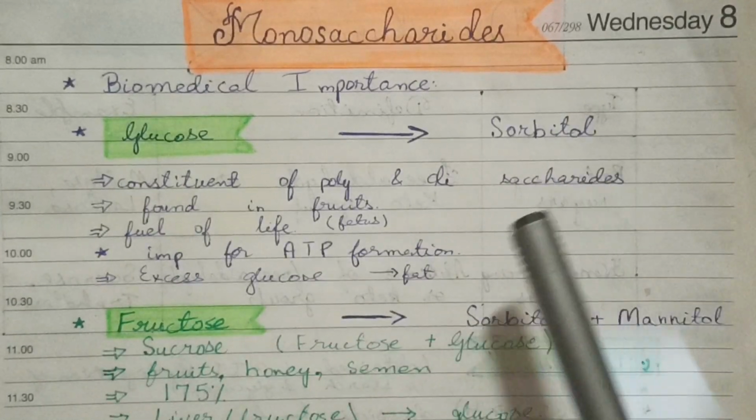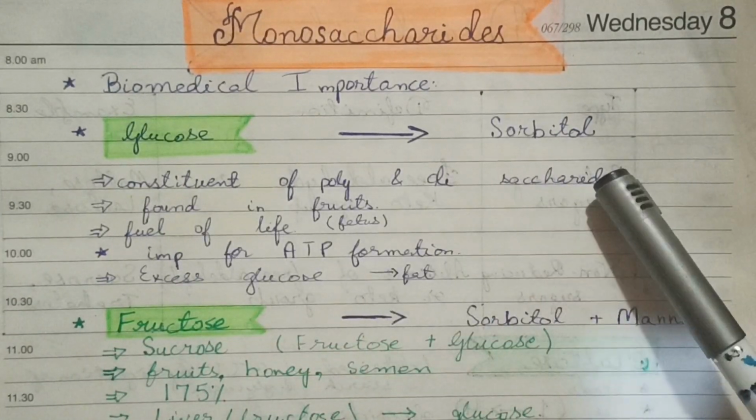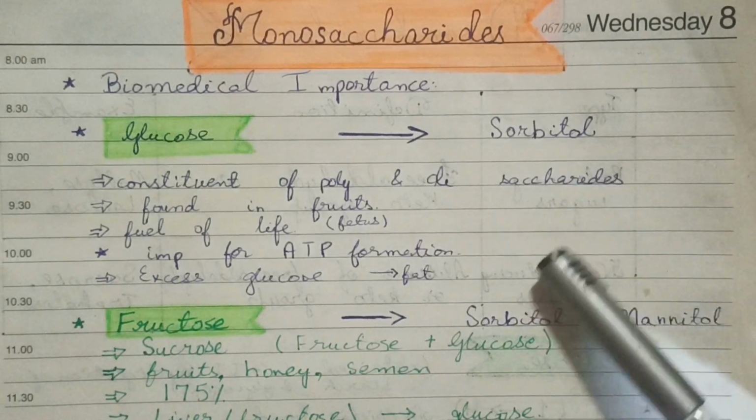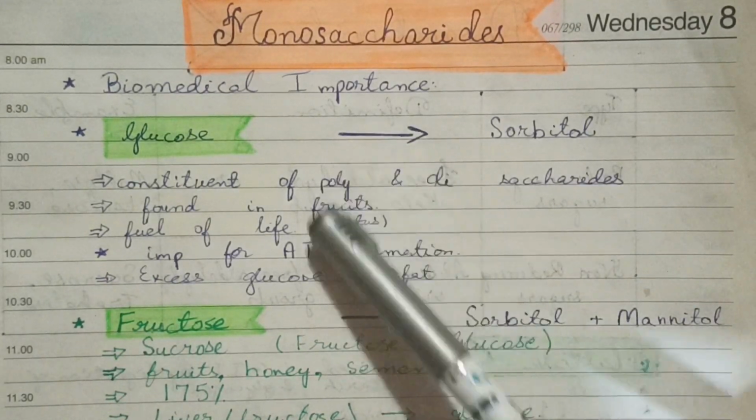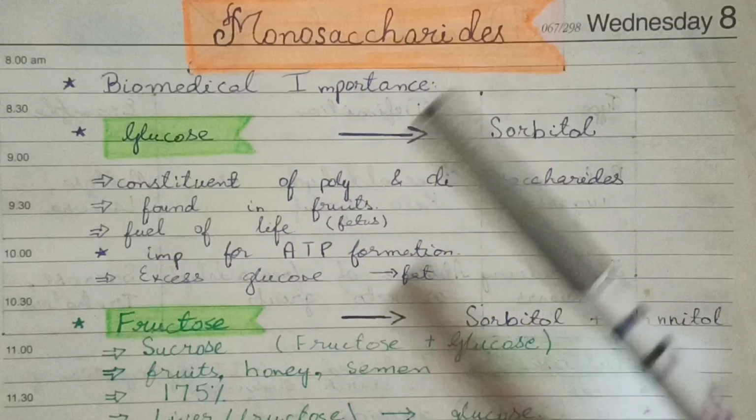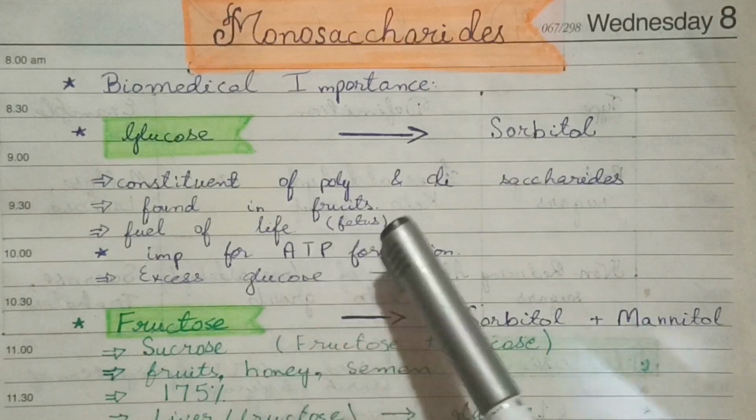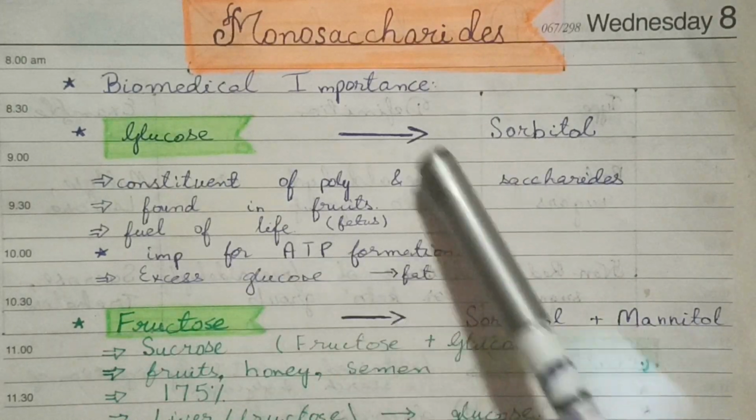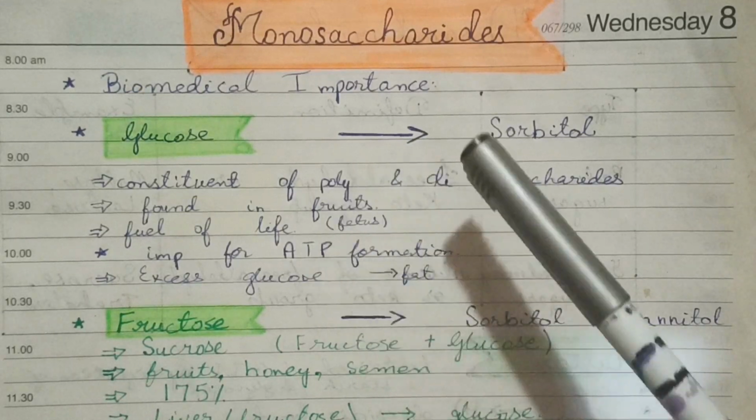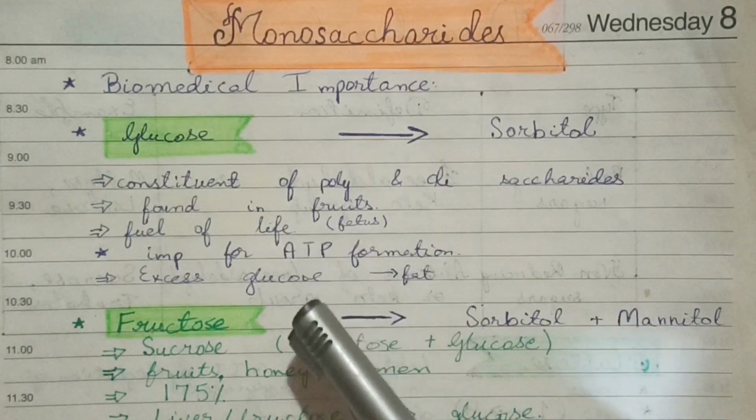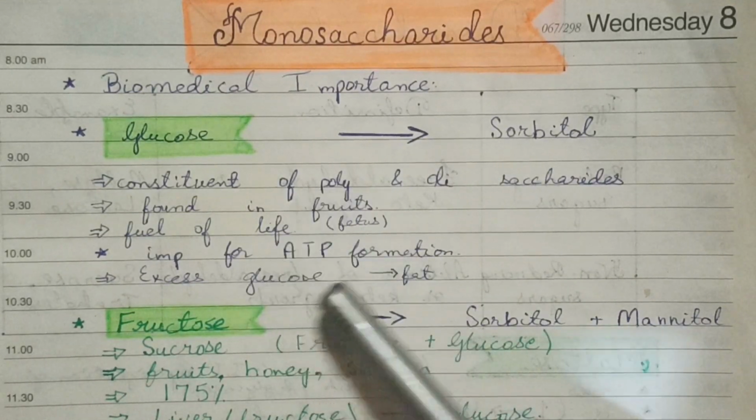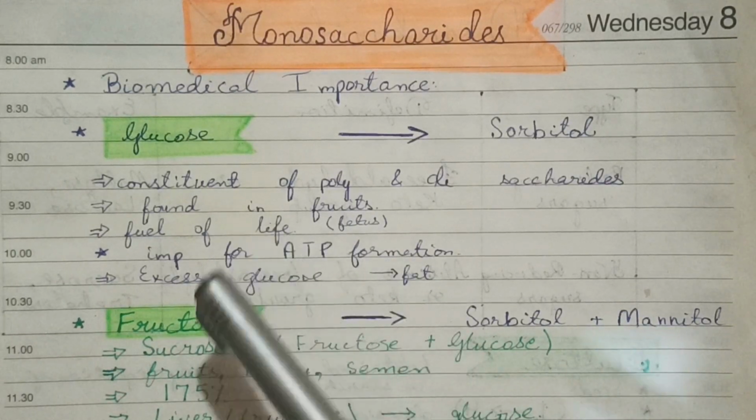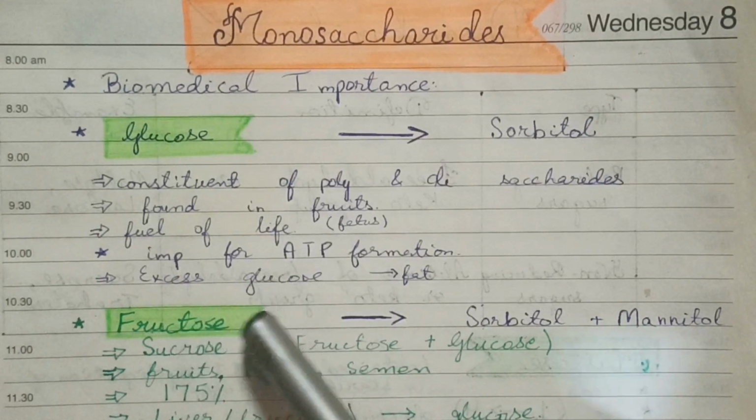and disaccharides. Okay, so the disaccharides include sucrose, lactose and maltose, while the polysaccharides, briefly, include glycogen and starch. It is found in fruits. It is the fuel of life, and it is the major source of energy for the fetus. As it is important for ATP formation, that is why it is called the fuel of life.